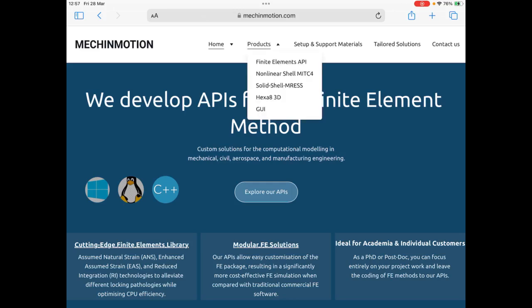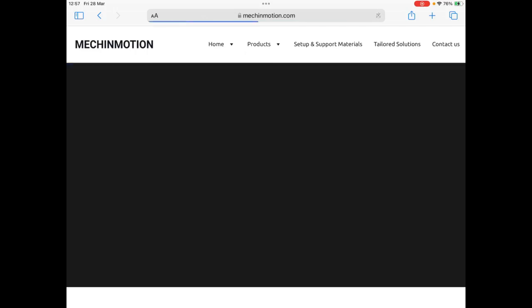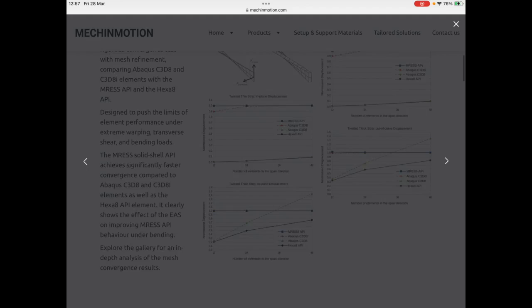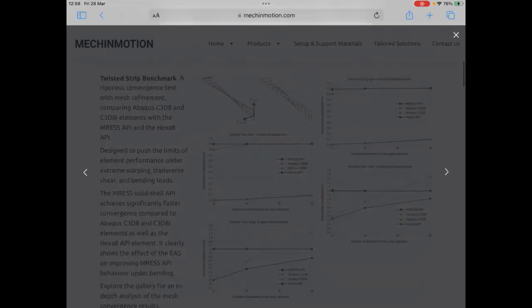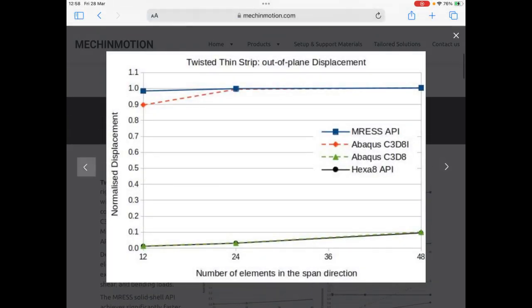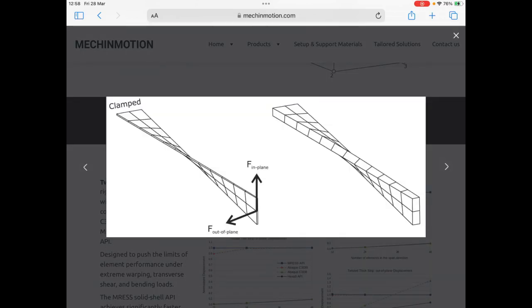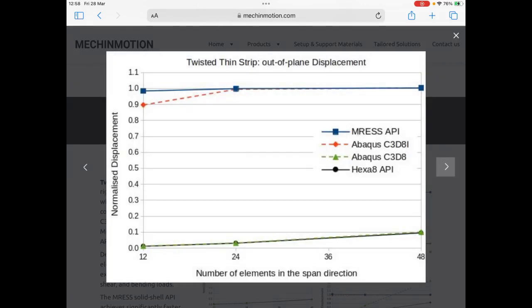I can just give you a quick one for you to compare. For example, on the solid shell side, if you see these convergence studies for this. Let me start with this. For this example, a twisted strip with different thickness, thin walled and thick structure. We did run it, and the API is this one, the MRES API. You can see it converges almost immediately.